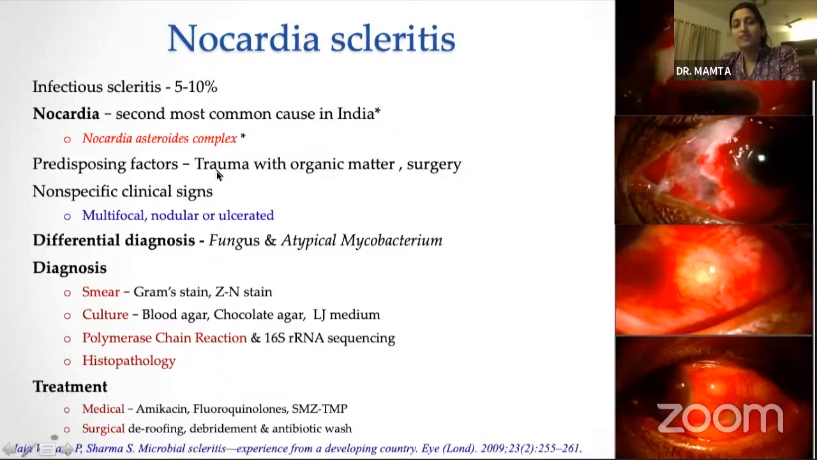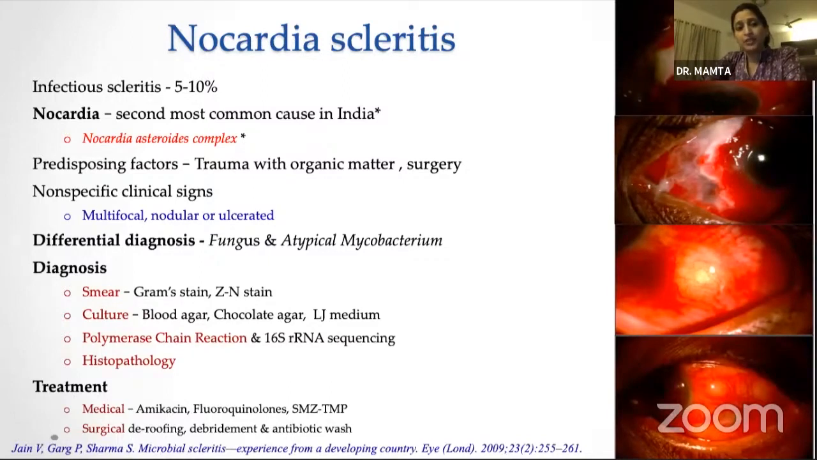However, in our case, we found a new species, amamiensis, which is still not reported in literature. The most common predisposing factors in these cases are trauma with organic matter and of course surgery. But trauma with organic matter is the most common in patients with Nocardia scleritis. They usually present as multifocal nodular or ulcerated lesions. The main differential in these cases is fungus or atypical mycobacteria.